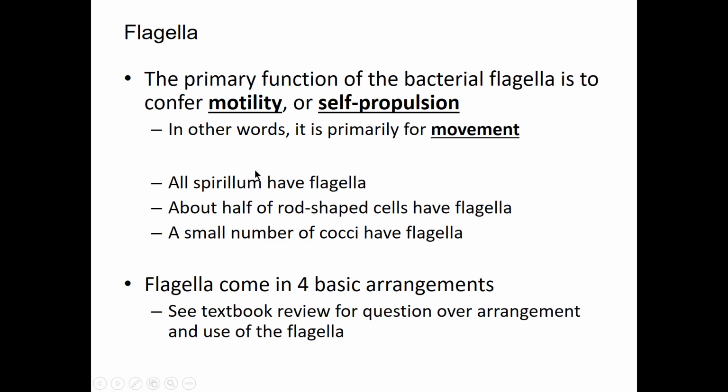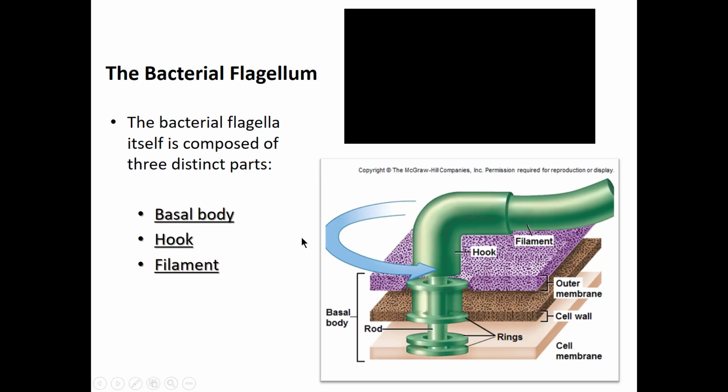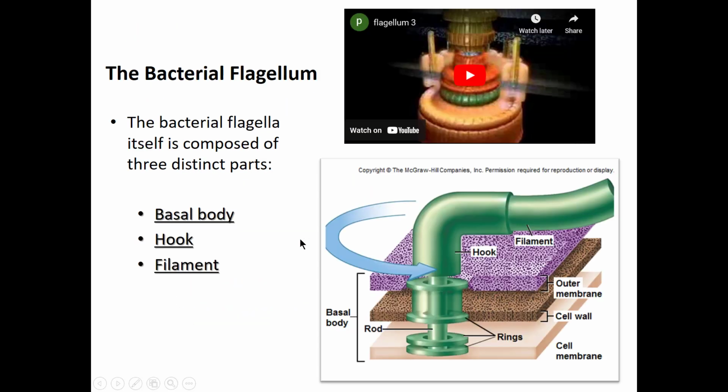You can see here some of the context back to shape. All spirillum have flagella, about half of the rod-shaped cells, and only a small number of cocci. Once we have flagella present, the next thing that you can look for is whether or not they occur in a particular arrangement. Flagella will come in one of 4 basic arrangements, and that's discussed in some of the textbook questions about bacterial flagella arrangements. So be familiar with some of those from the textbook.